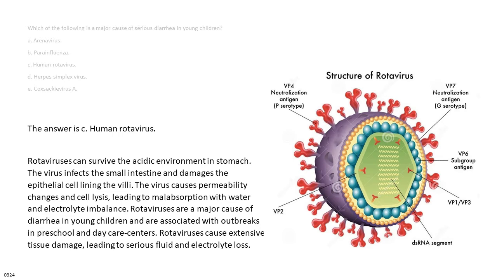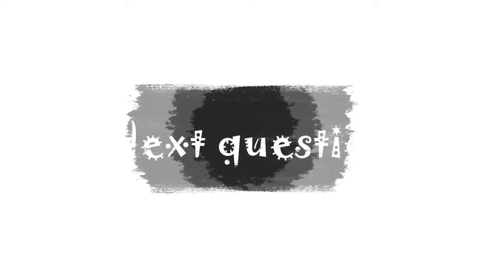Rotaviruses can survive the acidic environment in the stomach. The virus infects the small intestine and damages the epithelial cell lining of the villi. The virus causes permeability changes and cell lysis, leading to malabsorption with water and electrolyte imbalance. Rotaviruses are a major cause of diarrhea in young children and are associated with outbreaks in preschool and daycare centers. Rotaviruses cause extensive tissue damage, leading to serious fluid and electrolyte loss.